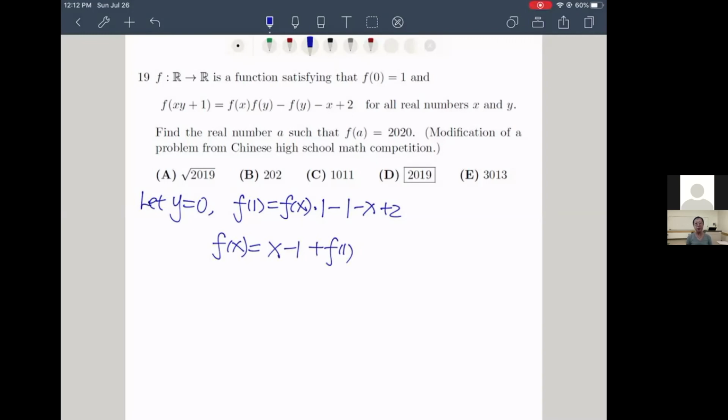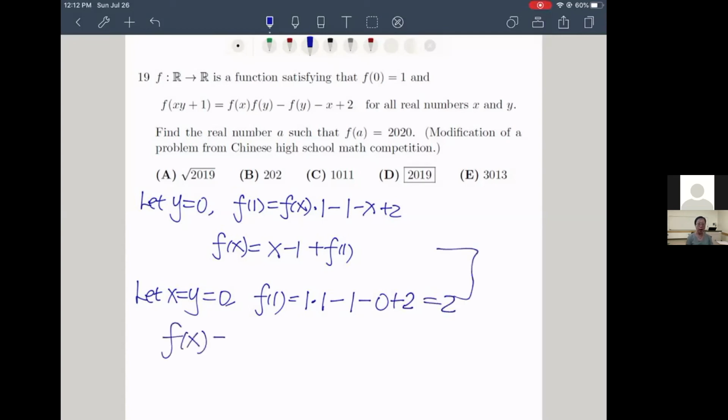We are given f(0). How can we get f(1)? Again, we want to try special values. So we notice that if we let both x and y be 0, on the left-hand side we have f(1), and on the right-hand side we have f(0), which is 1, minus f(0), which is 1, minus 0, plus 2, which is 2. So combine them, and immediately we obtain f(x), which is x plus 1.